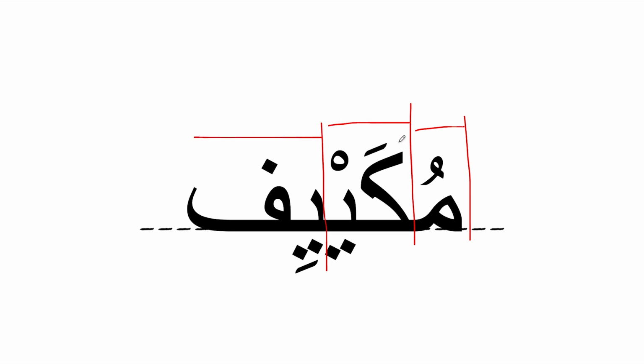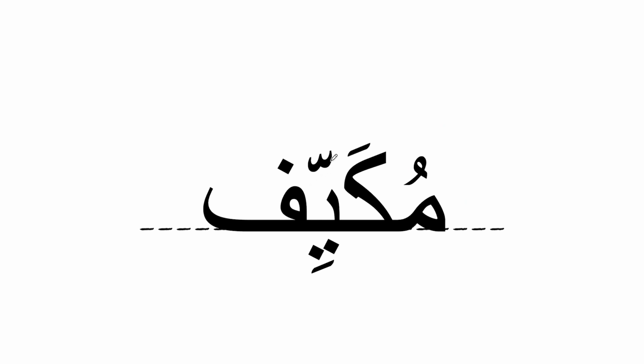Let's look at another example. Here I will have one partition before the dhamma, and another partition here before the fatha, and a third partition before the kasra here. And then if I read them one syllable at a time, it would be mu, kay, yif, mu, kay, yif. However, notice that I have the ya doubled here. So instead of writing it this way, we will write it as one ya with this omega or W sign on top. And now the syllables and the partitions of the syllables would look like this.